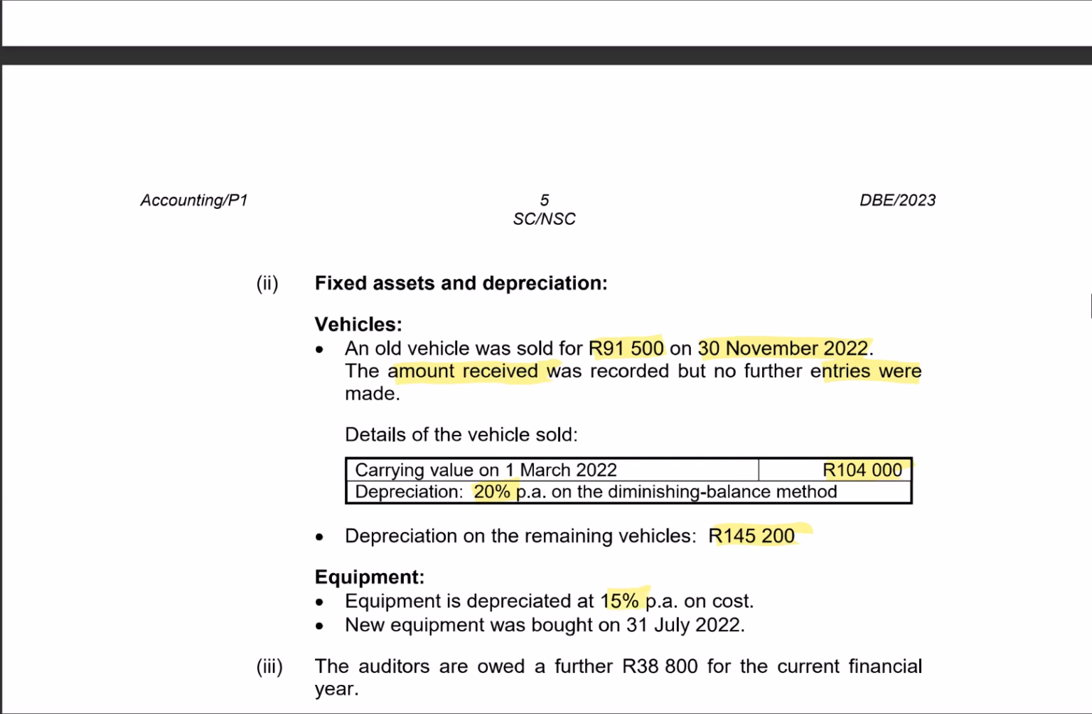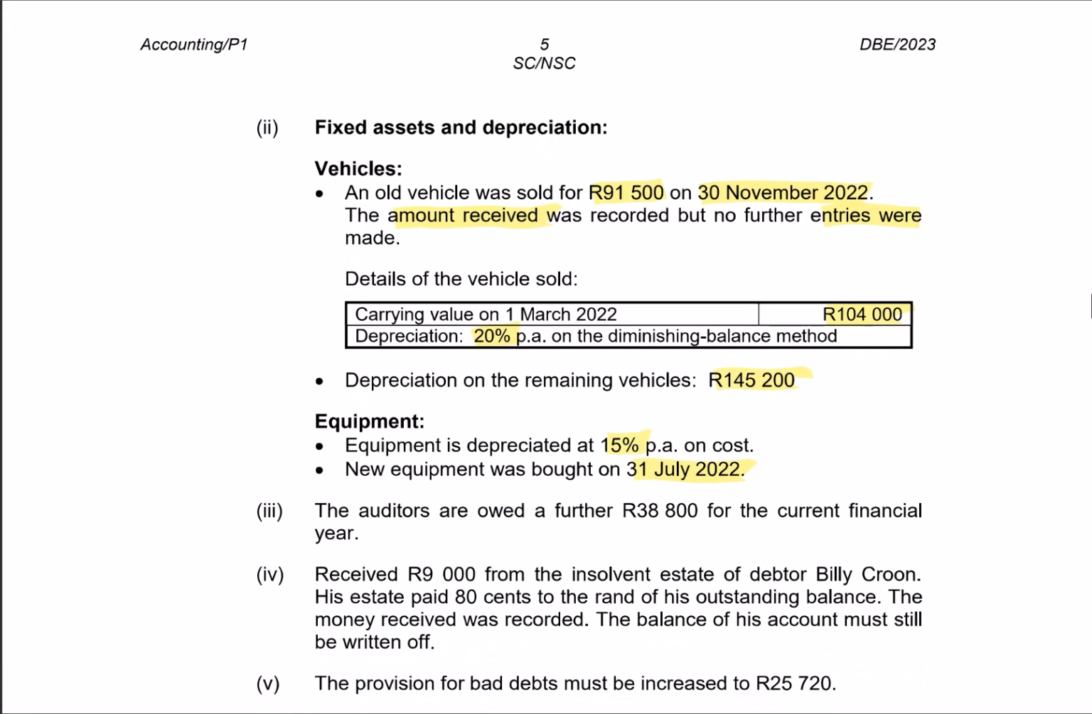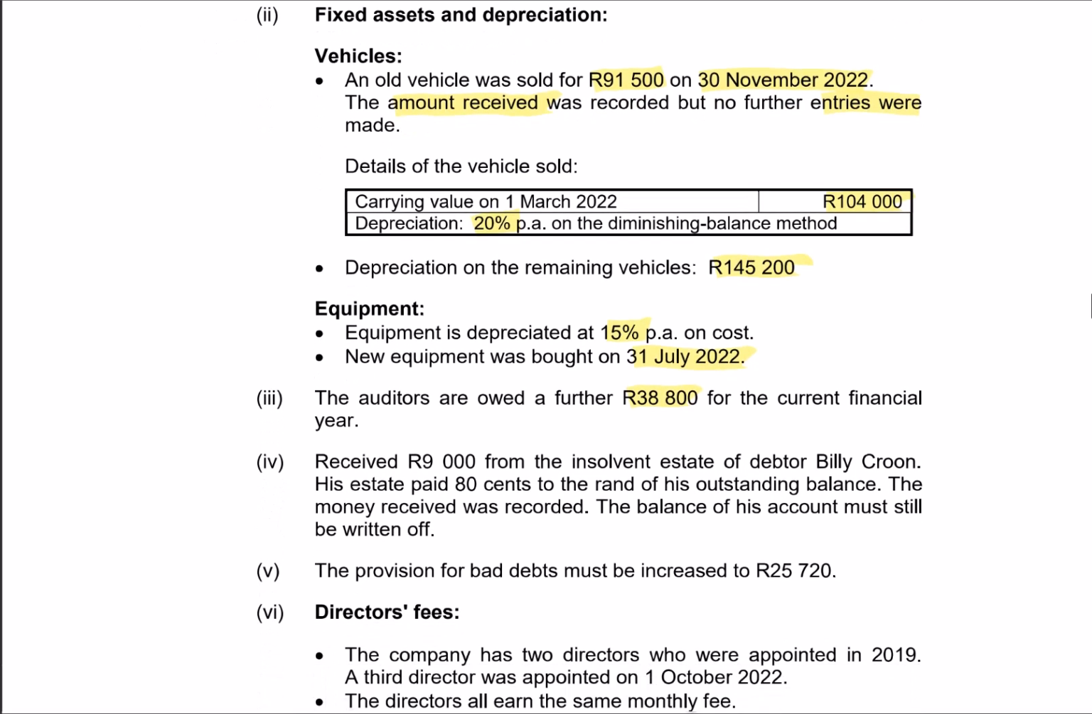New equipment was bought on 31 July 2022. The orders are owed a further 38,000 for the current financial year. I received 9,000 from the insolvent estate of a debtor, Billy Kroon. His debt paid 80%, 80 cents to the rand of his outstanding balance. So you received this amount, and it was only a representative of 80 cents to the rand for his outstanding balance, right?